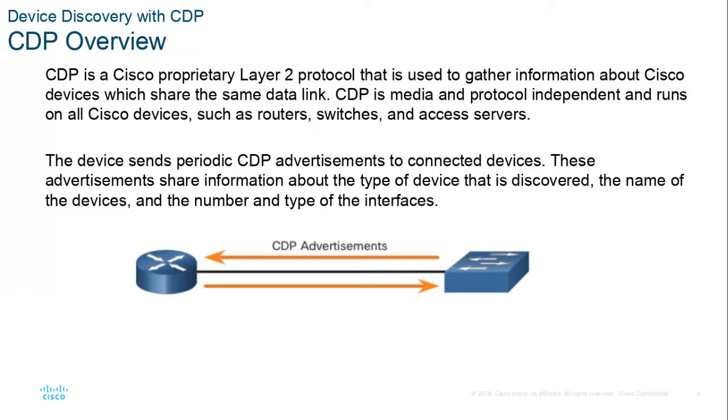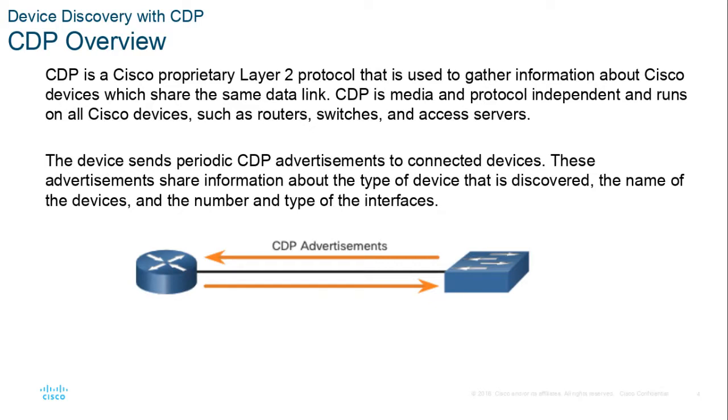Because it's on by default, if you have a serial port or an Ethernet port that goes to your internet service provider, you probably don't want CDP going out that port. We'll see a method of disabling it, either completely on the entire device or selectively on an interface by interface basis. So it gives a lot of information about the type of device it's connected to.